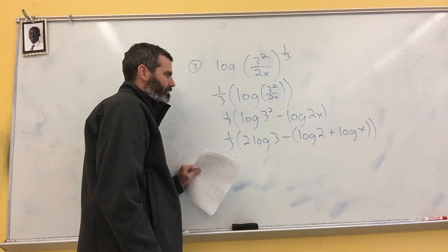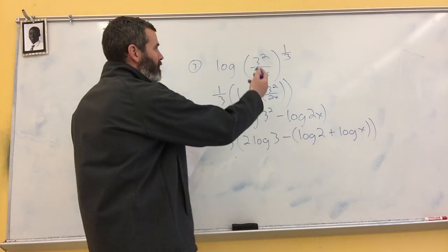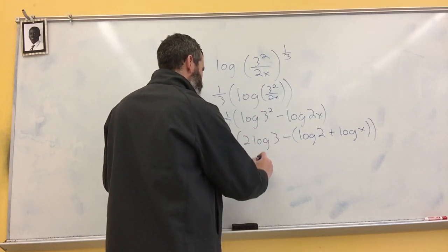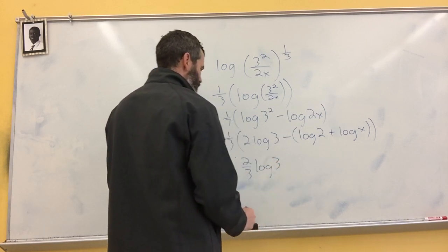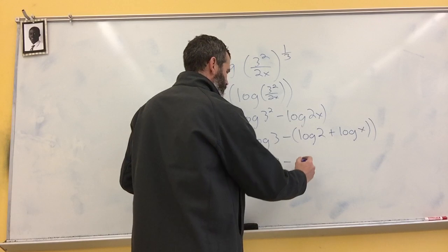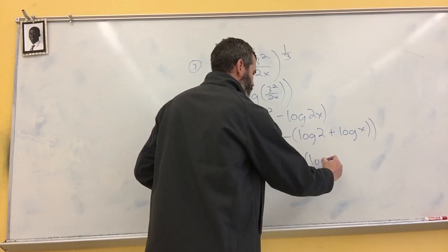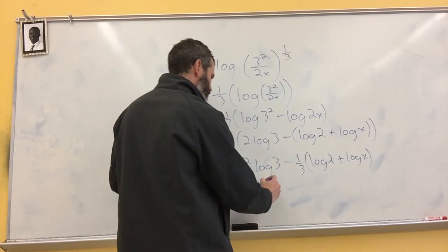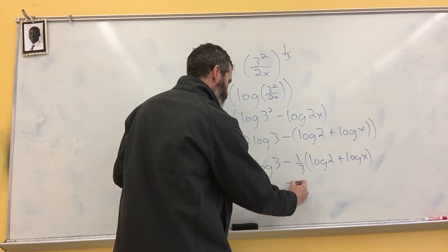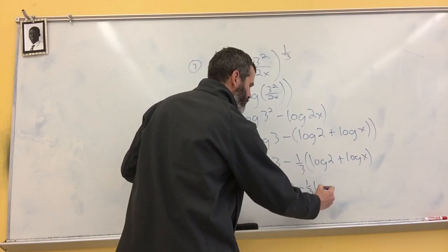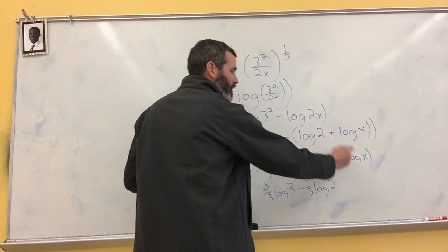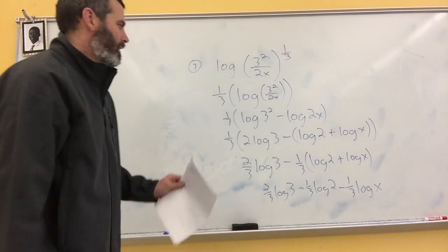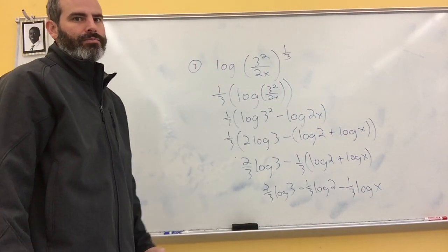And again, another way this could look is if I distributed this, it could be 2/3 log of 3 minus 1/3 times log of 2 plus log of x. And then I can distribute this. So it would be 2/3 log of 3 minus 1/3 log of 2, and negative 1/3, I got to distribute that, minus 1/3 log x. This is fine. This is fine too.